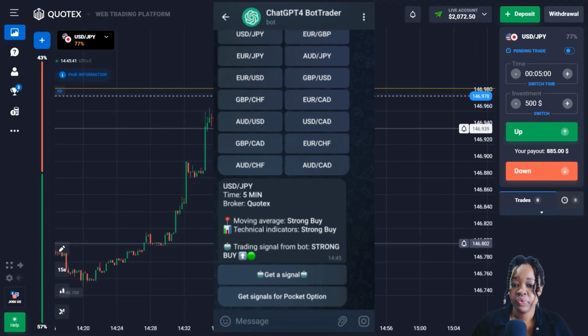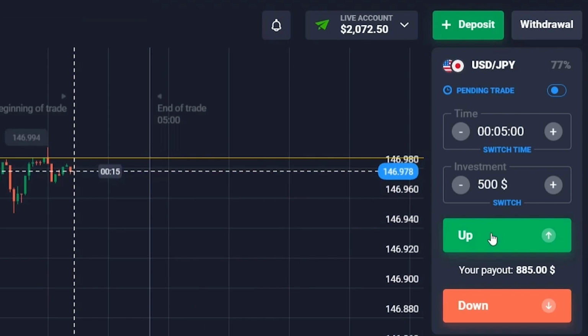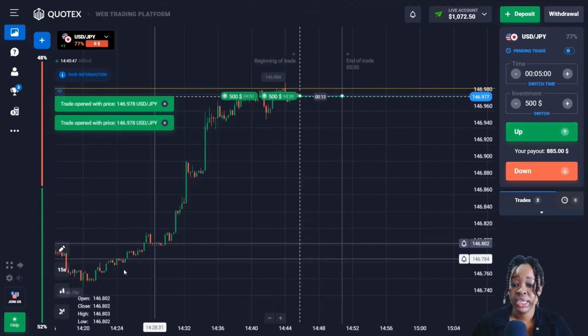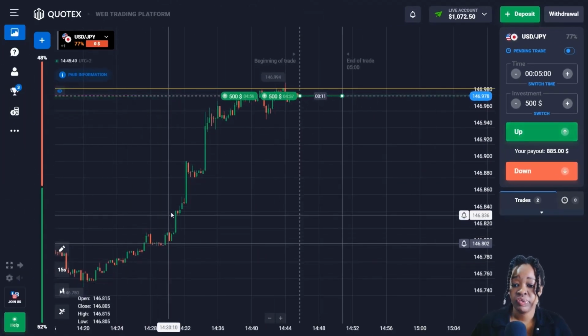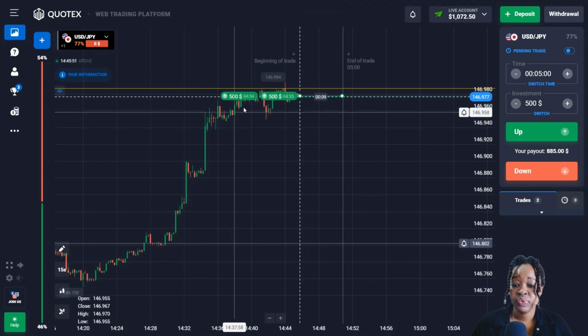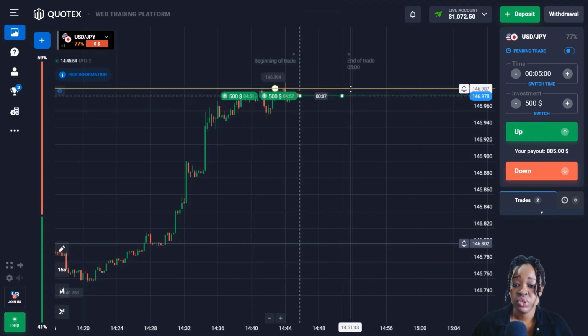So here the bot offers me to open a deal for an increase, and I'm going to agree with the bot and press the green button. Here I can see that there was a good confident rising trend. Impulsive green candlesticks were formed. Also at the top, there is a level of resistance.